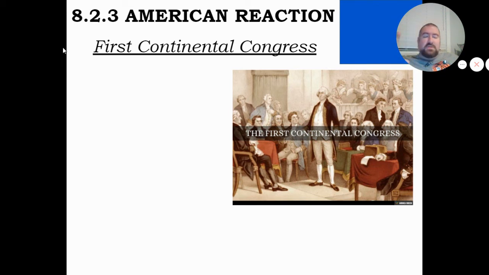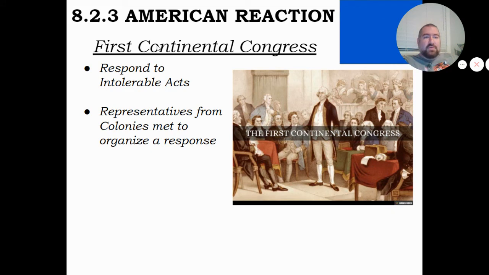Now, when all of this was going on, the rest of the colonies were like, "Dude, no, this is not okay. We got to do something about this." And so they started up what was called the First Continental Congress. Congress, that means to come together. And continental means on the continent. So they said, "Okay, we're going to come together and we got to talk about this." So the whole point of this was that they were trying to respond to the Intolerable Acts. They were like, "This is not okay. How do we respond? We have to respond to the Intolerable Acts. How do we do that?"